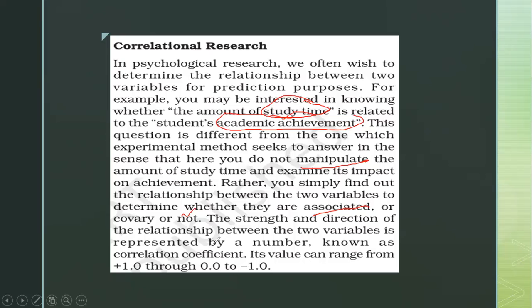The strength and direction of the relationship between two variables is represented by a number known as the correlation coefficient. Its values can range from +1 to -1. There is also a mid value of 0.0. These are the three things which are important for you.